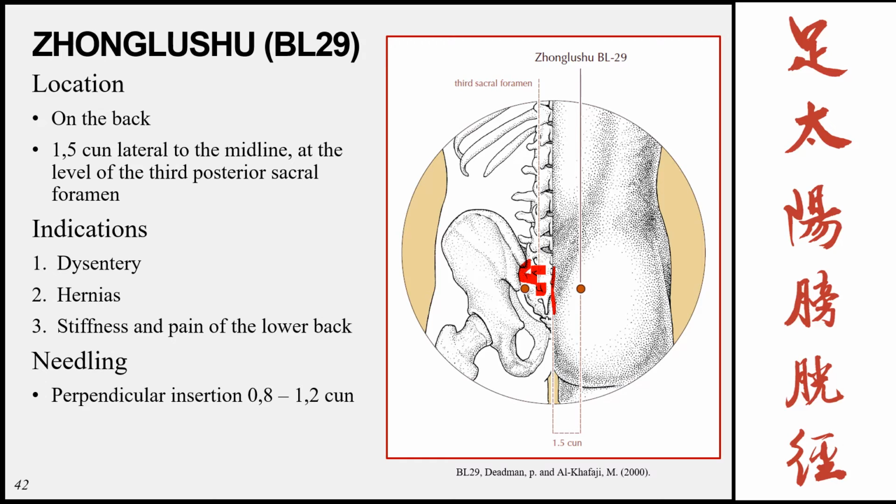The indications for this point can be used for dysentery, hernias, and stiffness and pain of the lower back. Needling, it's perpendicular insertion, 0.8 to 1.2 tsun.